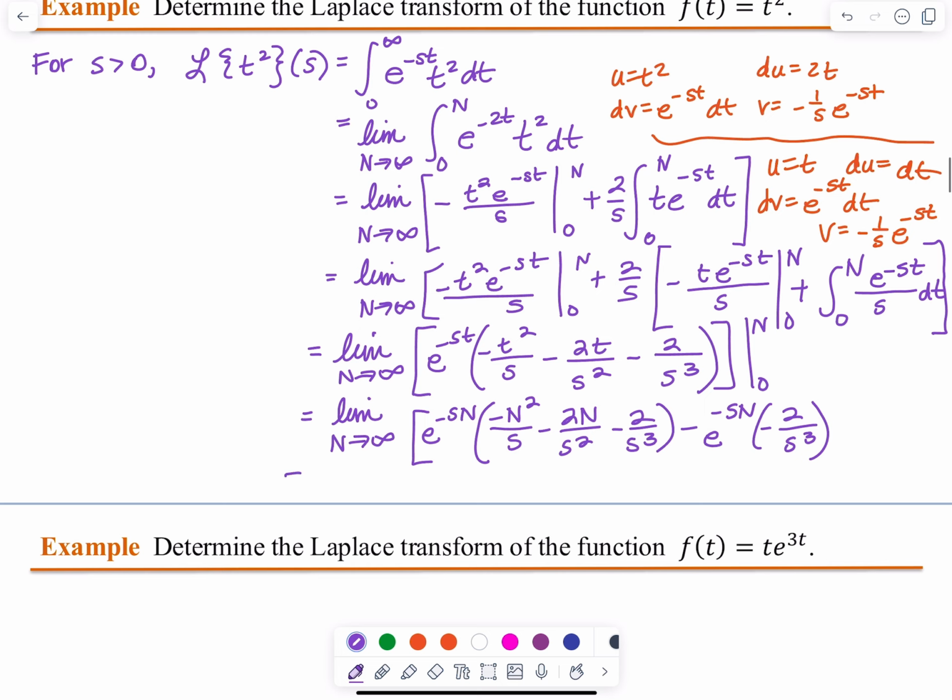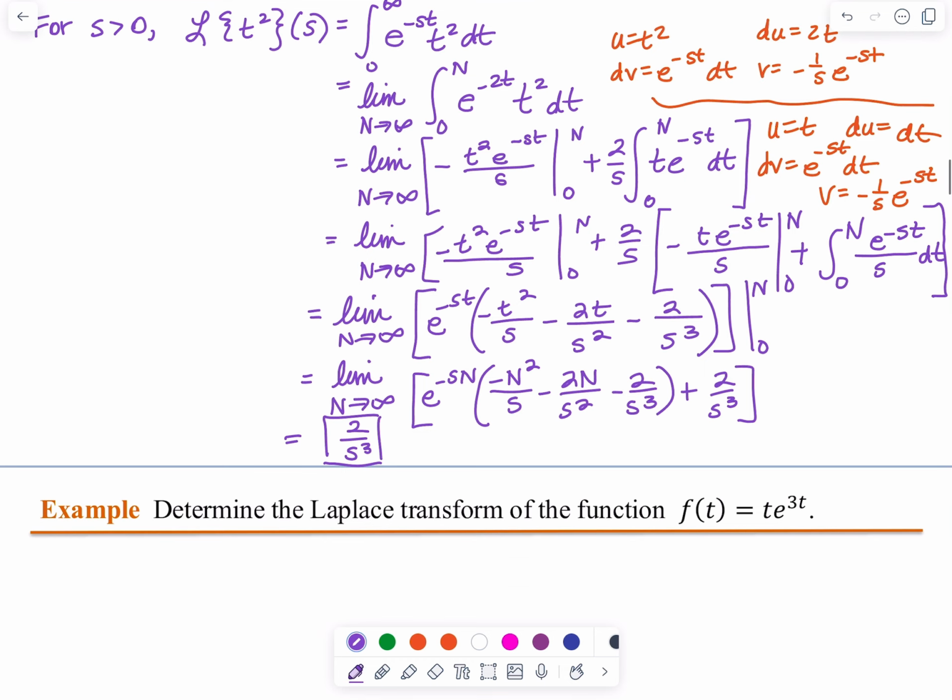And here, we don't even need that. Plugging in a 0, we would just have a positive 2 over s cubed. And if we take the limit as n approaches infinity, of course, this whole term goes to 0, and our limit is 2 over s cubed.